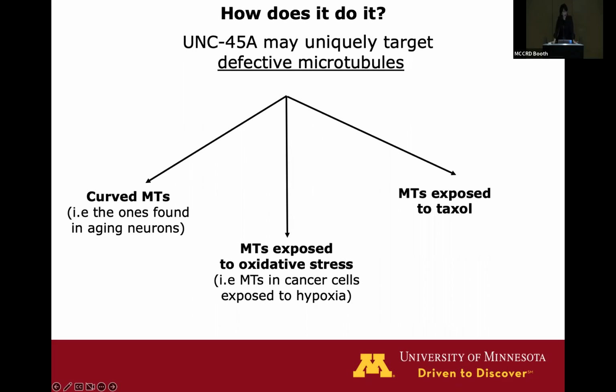So does taxol. So because ANC45 is present in these aging neurons, because it's a microtubule severing protein, and it does not work via ATP, we ask the question of, is ANC45 preferentially binding to microtubules that we know have defects? And this is all very preliminary.